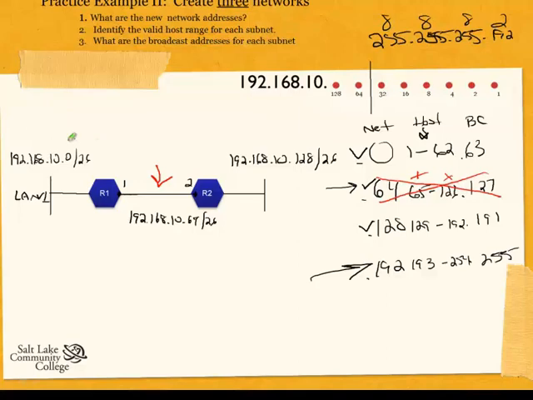So over here, we have a network segment that could have 62 hosts on it. And over here, we have a network segment that can have 62 hosts on it. And unfortunately, over here, we only have 2 hosts, and we've wasted 60 possible addresses. But in this scenario, that's how we had to do it. So that's example 2, creating 3 networks.